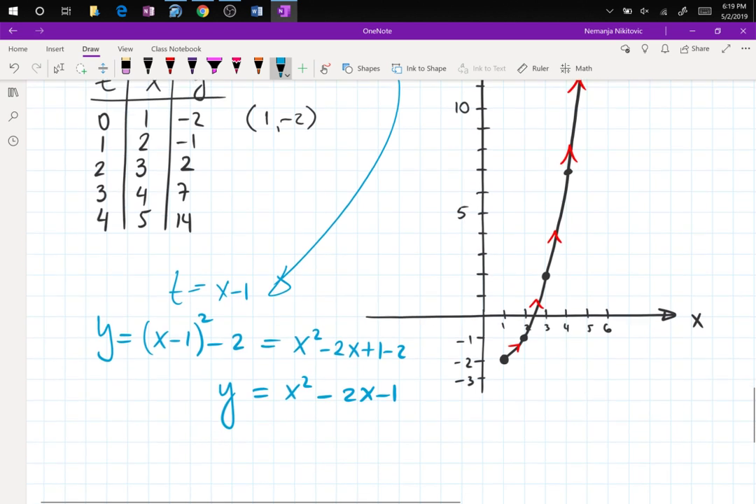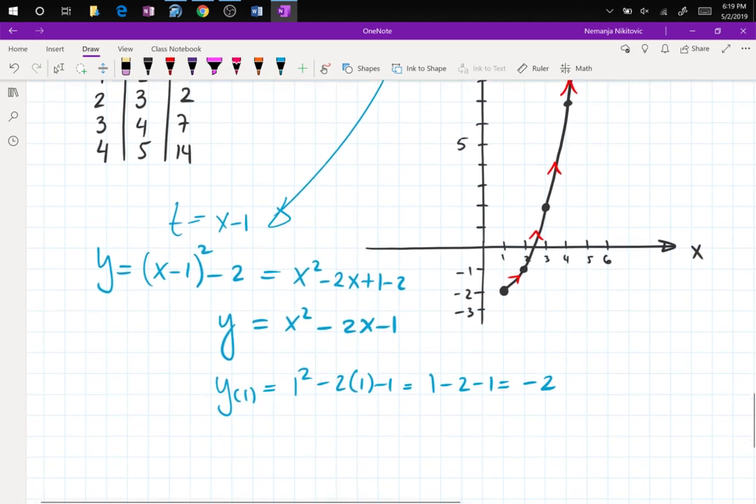So now let's calculate y at 1. What do I get? I get 1 squared minus 2 times 1 minus 1, which is 1 minus 2 minus 1, which is negative 2. That's this point. Calculate at x equals 2. So y of 2 is 2 squared minus 2 times 2 minus 1. That's 4 minus 1 equals negative 1. There it is, 2 negative 1. These two equations are the same equation. They just look different, right? Same you, different shirt on a different day.